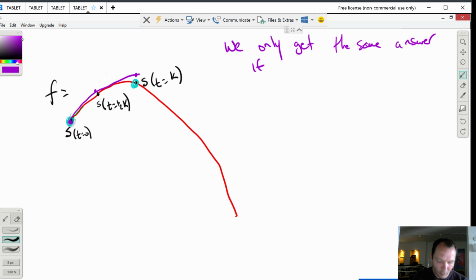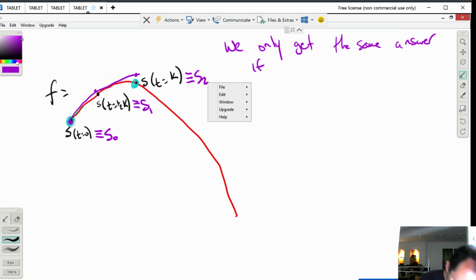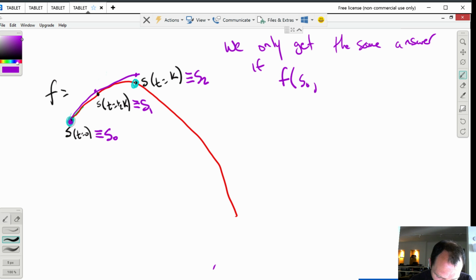So f is going to take, let's also call these, this is going to be defined as S0, S1, and S2, just to keep things simple, right? So we only get the same answer if f of S0 comma k, right? S0 simulated for k is the cyan dots, right? That takes us from here to here, right?